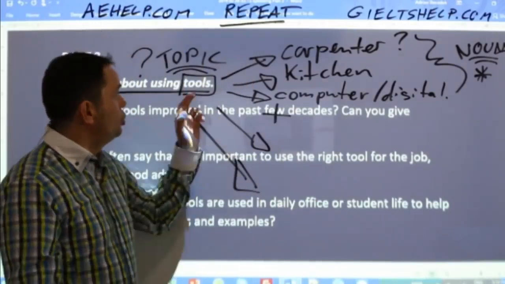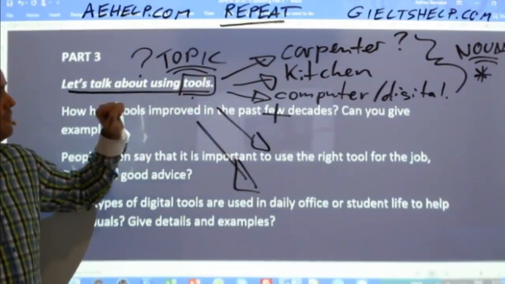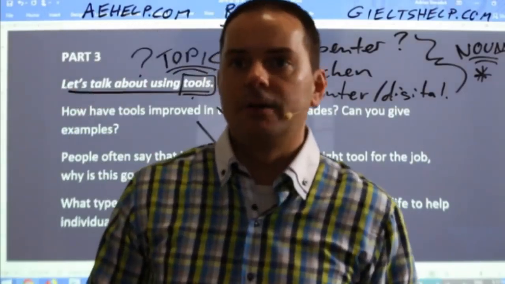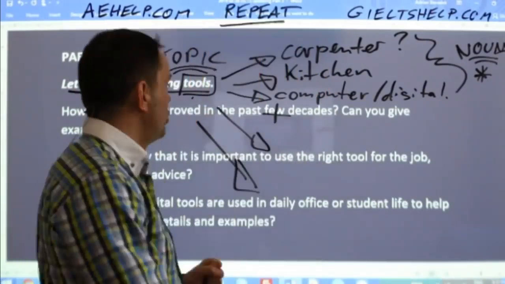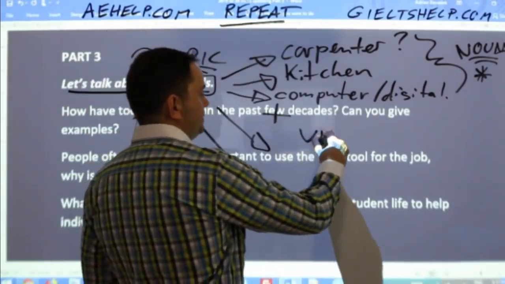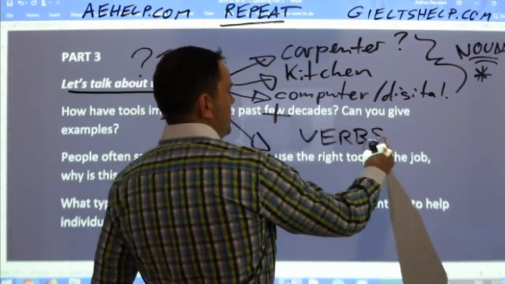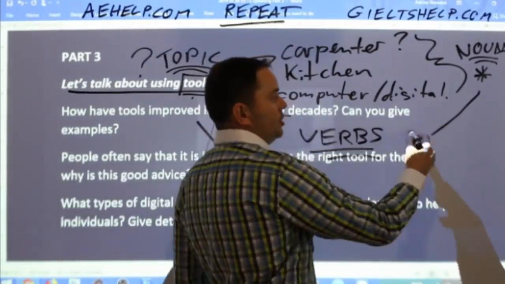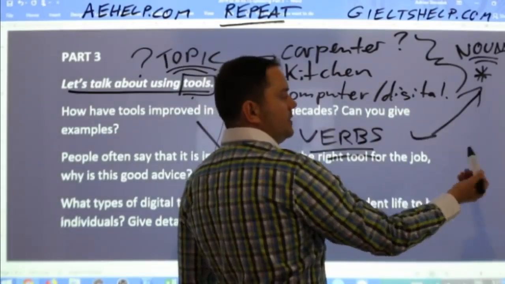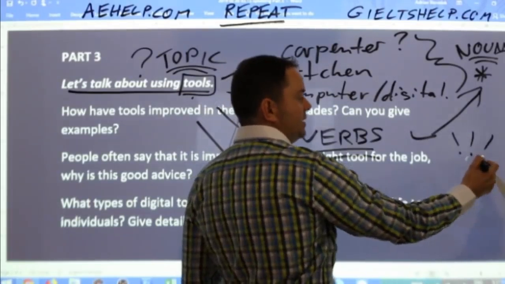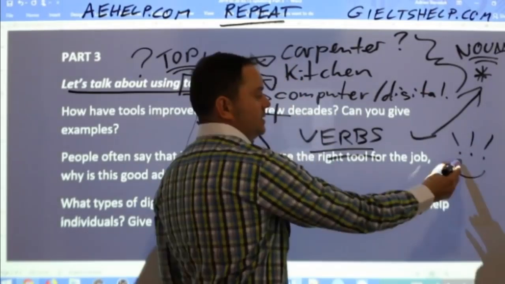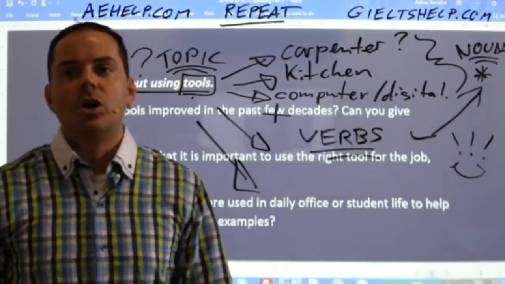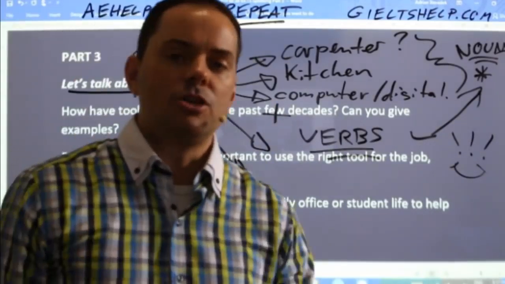So when you think of tools, what kind of verbs come to mind? Okay, and this will help your visualization as well. So verbs, what kind of verbs come to mind? Verbs are actions, very important. Why? Because when you combine your nouns and your verbs, that's where you get great sentences, okay? All right. So what kind of verbs can you think of?